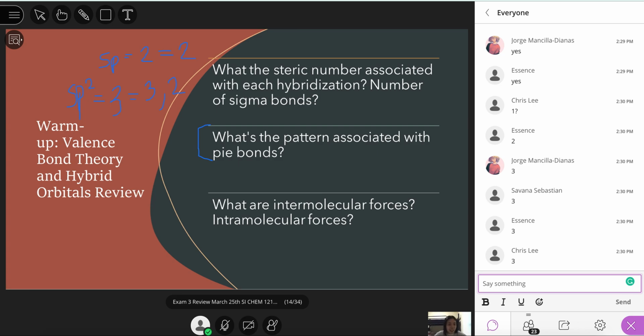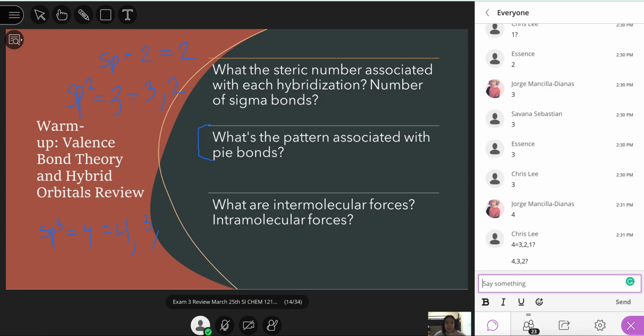And then what about SP3? What's the steric number? 4, yes. And then it's actually gonna be opposite. It starts with that number for sigma bonds, and then you keep going down to 2. Yep, that's correct. 4, 3, 2. That's how you find that part. Pretty simple, right? So that's just another pattern.